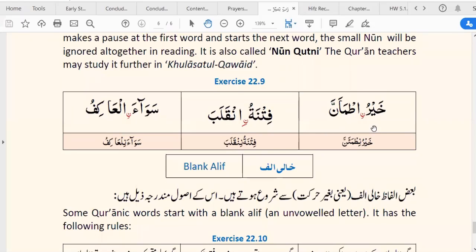two words and read them separately? I would read khayr, and I won't read the ru, I would just read khayr because I want to stop. And what happens is this noon disappears in the second word. So if this noon disappears, the question arises, what stroke do I put on this blank alif here? And that's what we're going to look at.